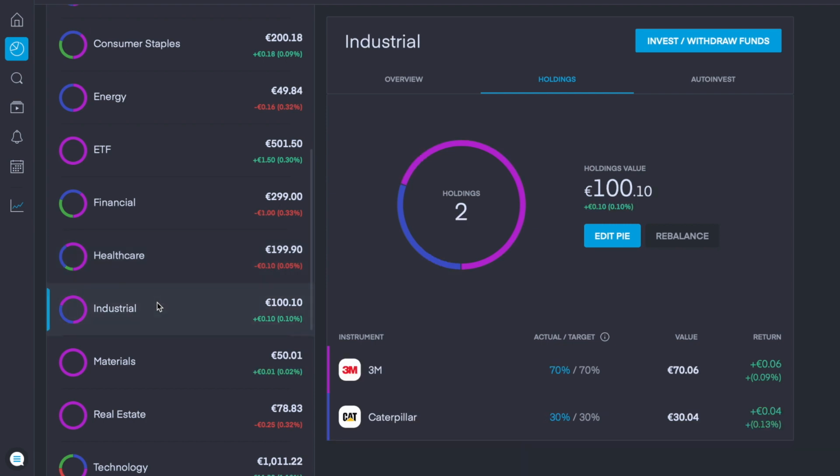We then have in the industrial sector, we currently just have €100 invested in this, and the 2 companies, we have 7% of the weighting to 3M, and we have 30% of the weighting to Caterpillar.